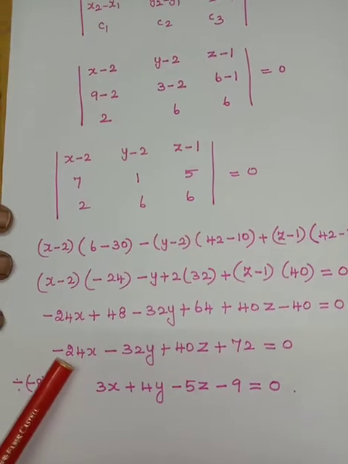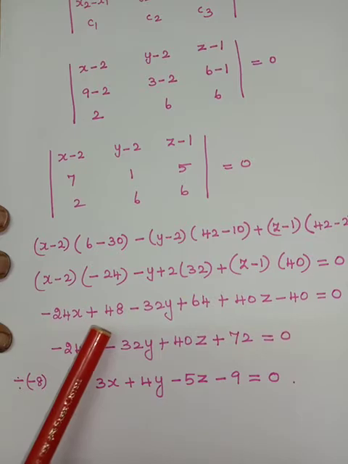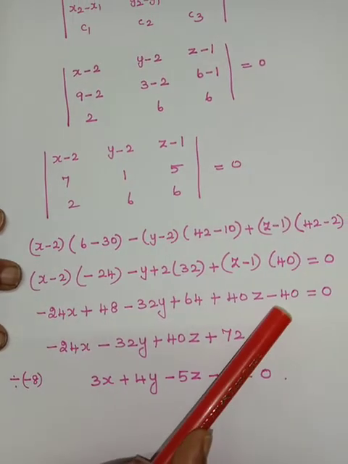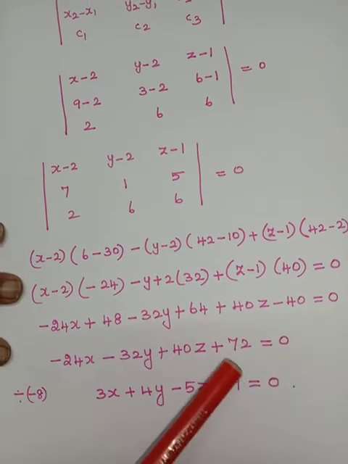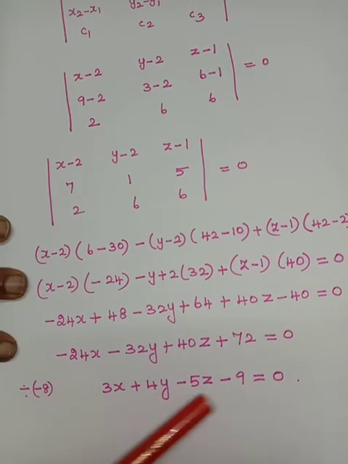When you simplify, minus 24x minus 32y plus 40z, plus 48 minus 40 is 8. 8 plus 64 is 72 which is equal to 0. Divided by minus 8, you will get this answer.